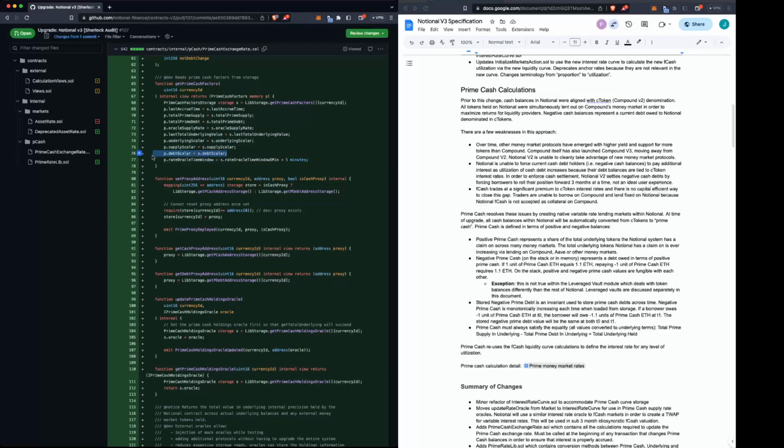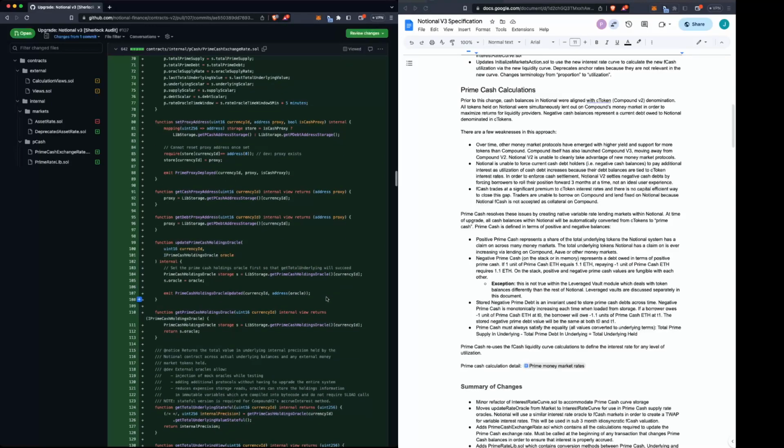And then the debt scalar is going to dictate how much prime cash a borrower needs to repay. So one prime cash is going to be equal to some amount of underlying tokens that's potentially earning interest on an external market. So this is better described in the specifications, and maybe I'm getting a little tongue-tied here.